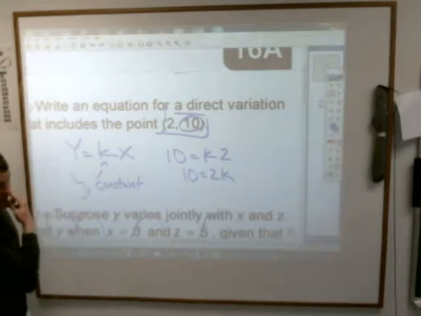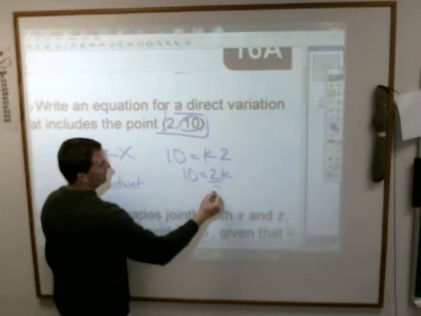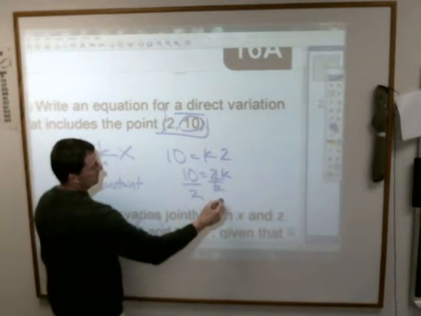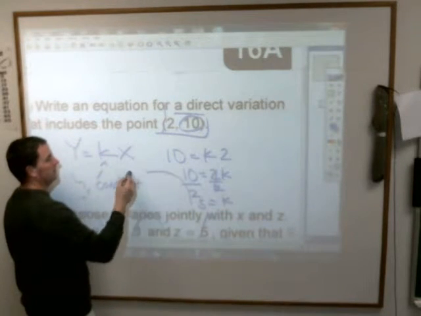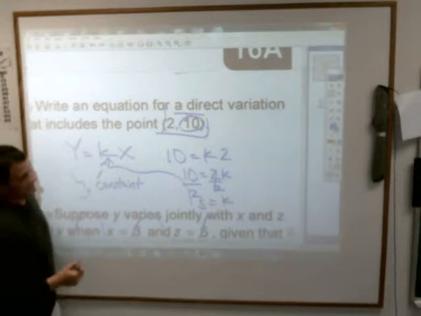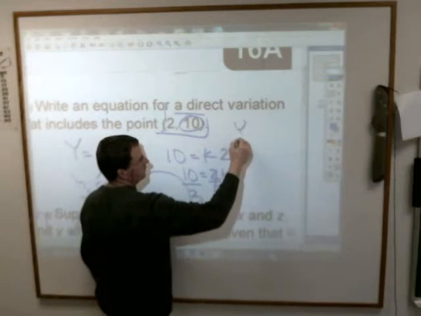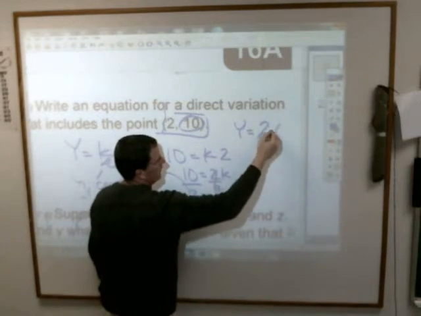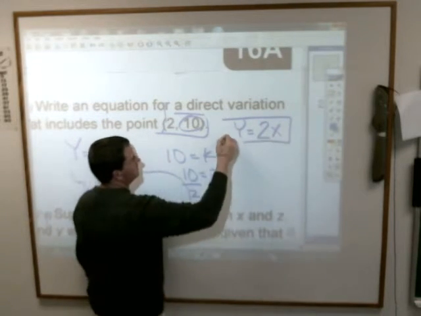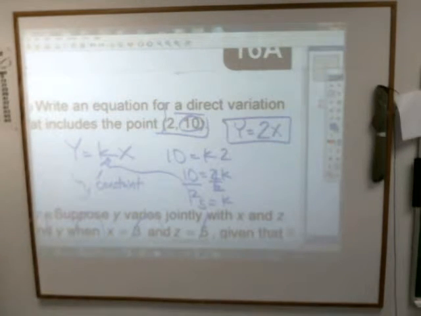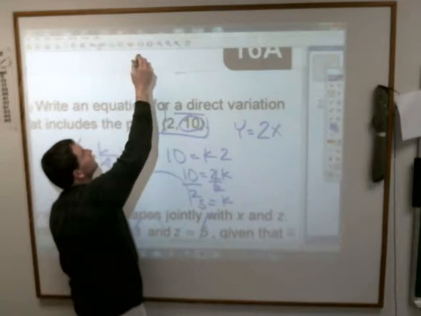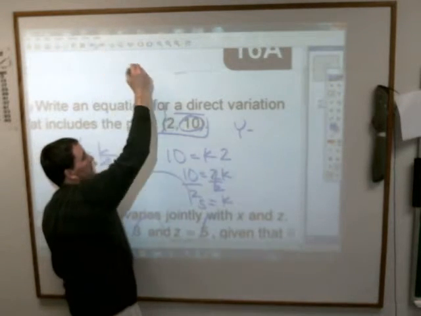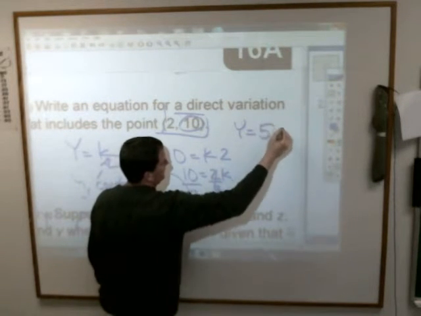So how do I solve for k? You simply divide by 2, divide by 2. So you know that k equals 5. So you just take that 5, put it in for the letter k, and that is where your equation comes from. y equals 5x. I don't know why I put 2 there, but I can fix it. That is your answer, 5x.